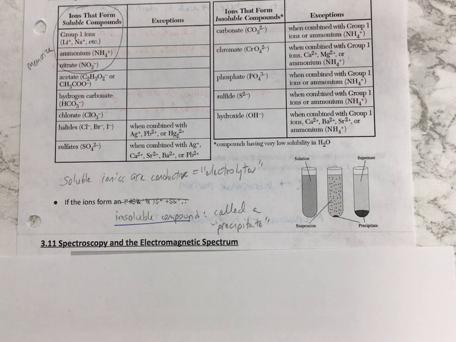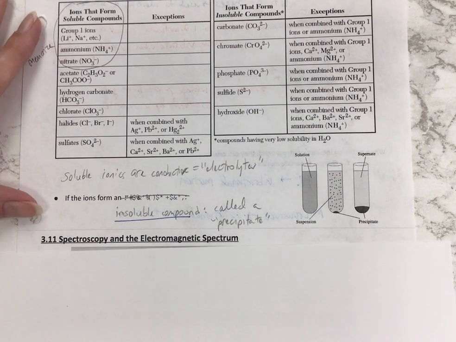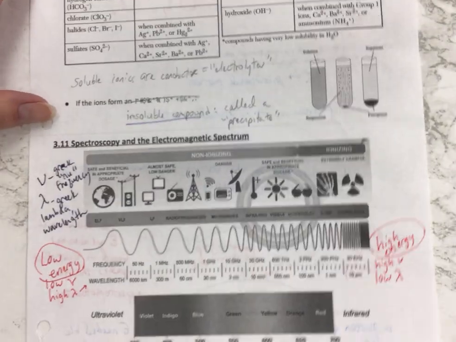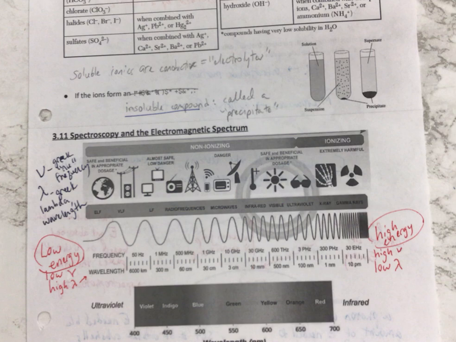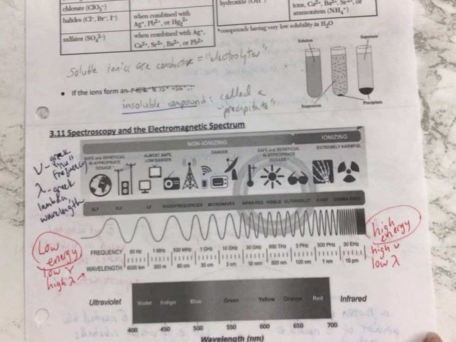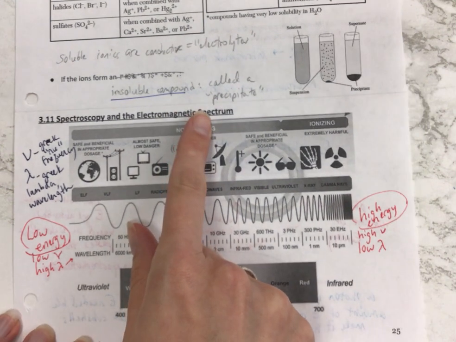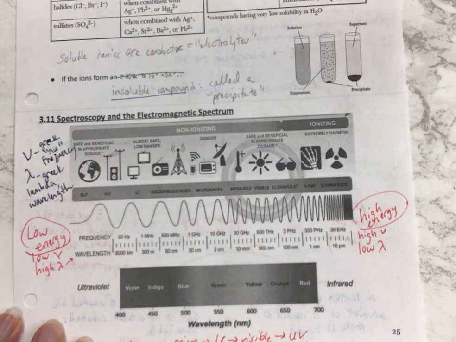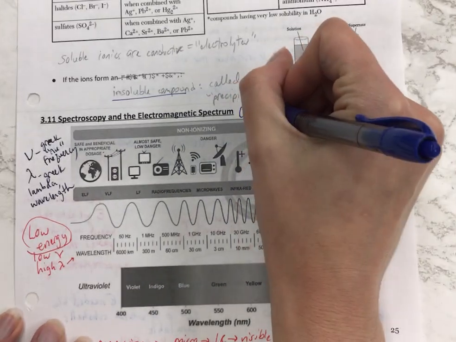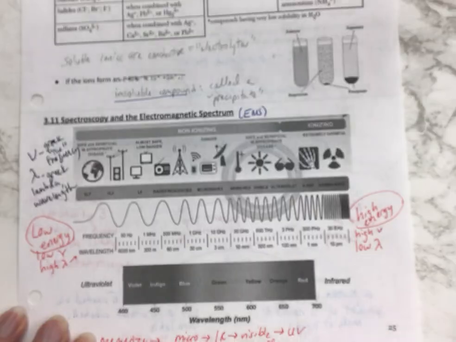So on to 3.11, which is our biggest topic: spectroscopy and the electromagnetic spectrum. The electromagnetic spectrum is familiar to us from physics. We like to abbreviate electromagnetic spectrum as EMS. So that's just good to know as we go forward.